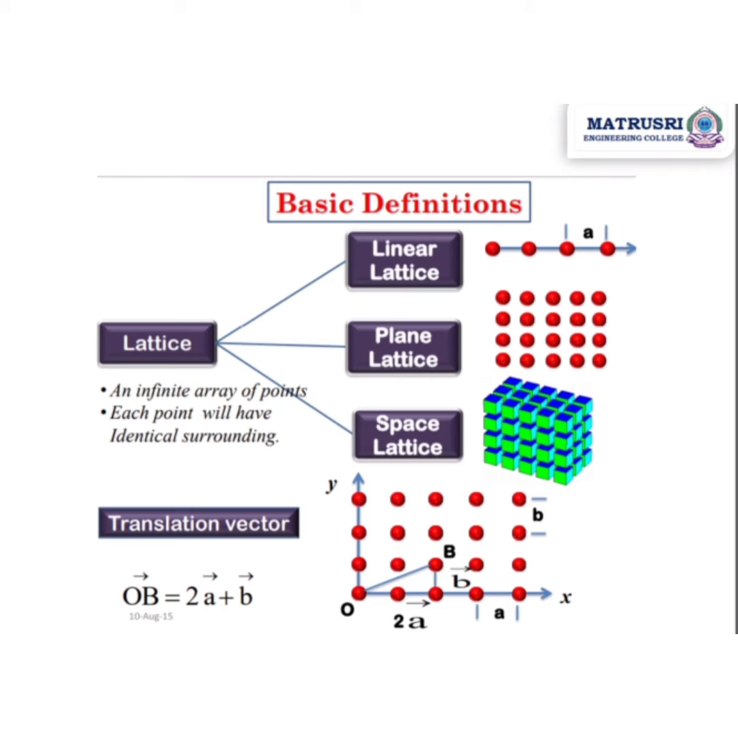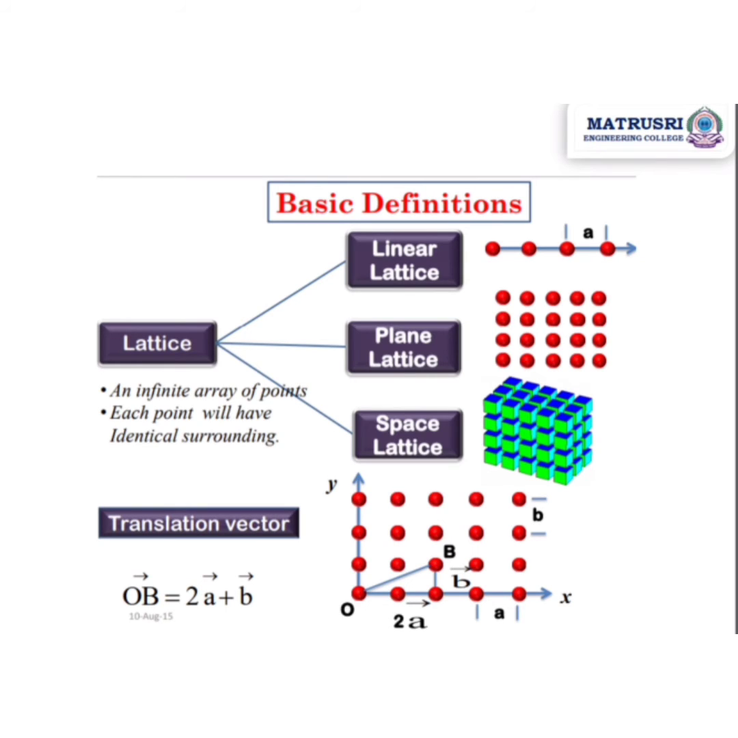You can see in this slide a linear lattice. A linear lattice is when the atoms are arranged along a particular axis. Let us assume the distance between 2 lattice points is a. A plane lattice is when the atoms are arranged in a plane, let us say the xy plane. In a similar way, if the atoms are arranged in 3 dimensions in a regular manner as shown in the figure, then it is called a space lattice.